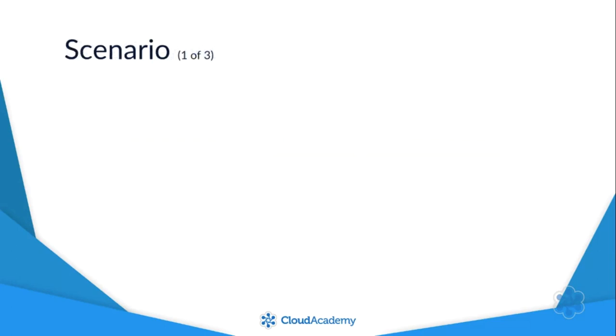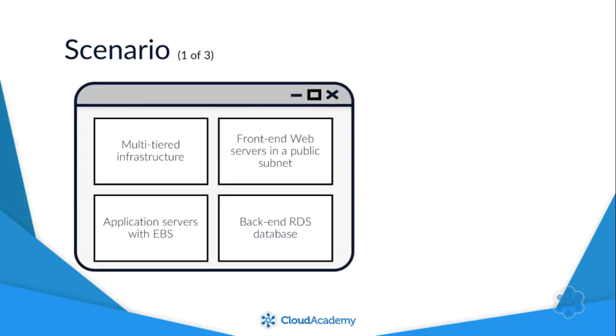Let's consider a simple scenario and how these config rules could be used. Let's say we are security architects responsible for ensuring specific security requirements are met in the following deployment. A new web application is being released into the production environment that consists of multi-tiered infrastructure, with front-end web servers in a public subnet, application services with EBS and a back-end RDS database. The application and environment itself is expected to scale with demand both up and down.